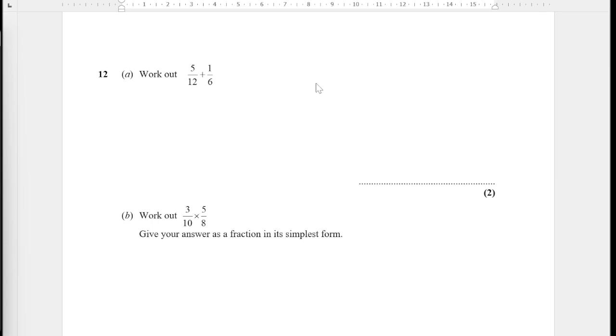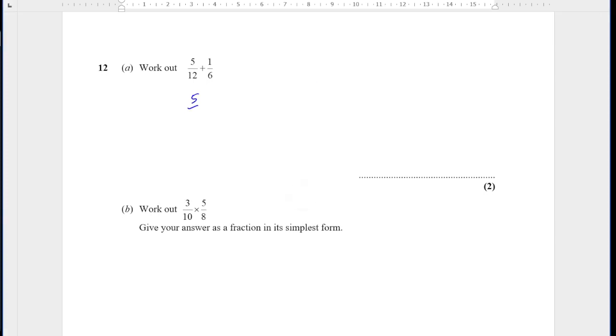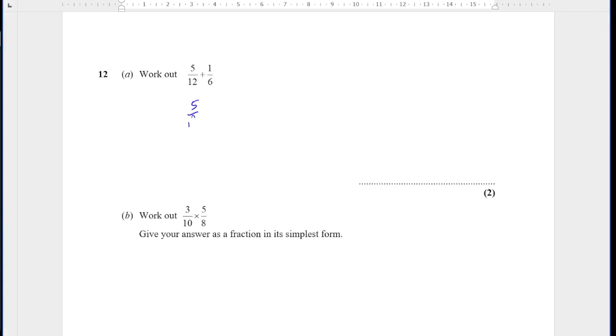Okay, question 12. We're adding some fractions, so work out 5/12 plus 1/6. So we can only add fractions when they're over the same denominator. So we need the lowest common multiple of 12 and 6, which is going to be 12. So I only need to convert one of the fractions to be an equivalent fraction over 12. To do that, I need to times that by 2. So the numerator would also become 2. And then we can add the numerators when we have them over the same denominator. So that's going to be just 7 out of 12.